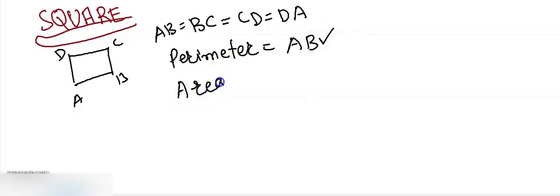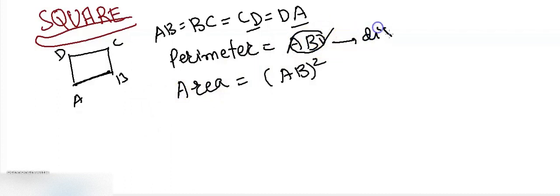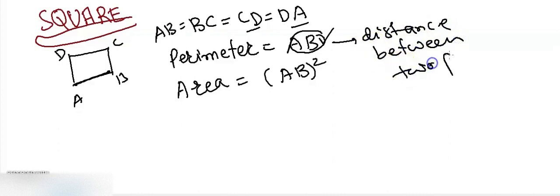So area is going to be nothing but the square of one side, any one side you calculate. You can calculate area by squaring BC, by squaring CD, or maybe DA. So any of the sides you take and square it, that's going to be your area. So how do you calculate this AB? This is just the distance between 2 points formula.